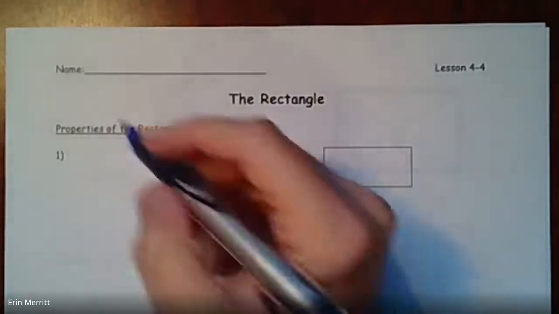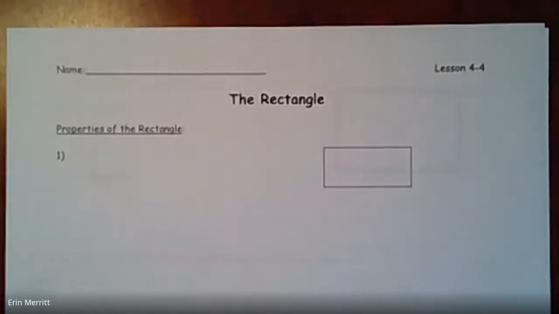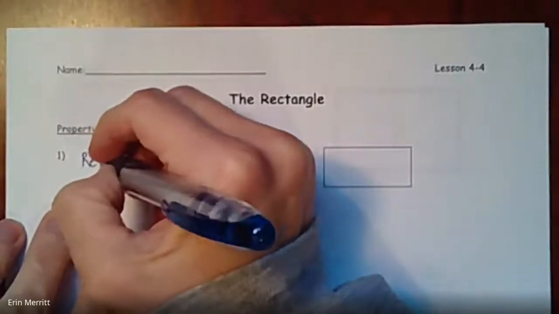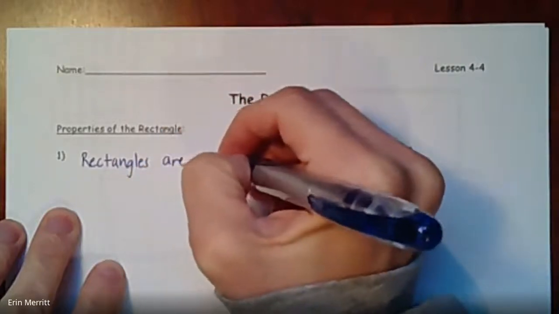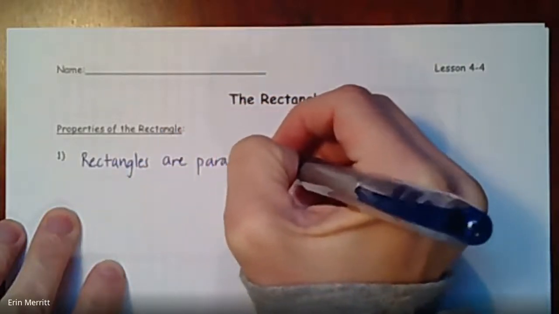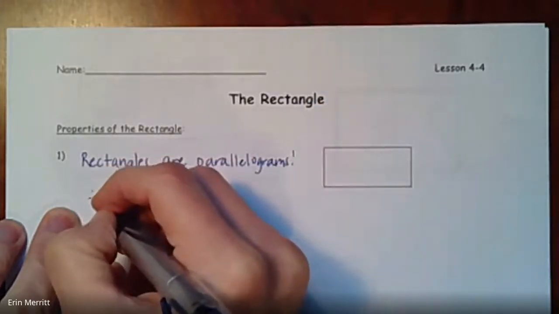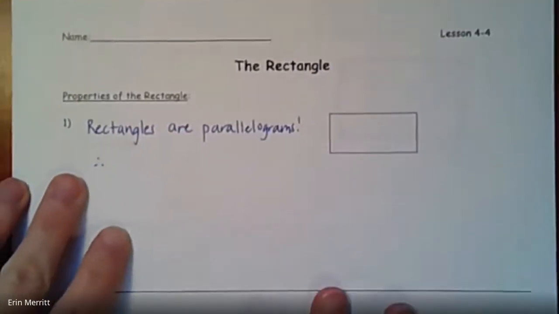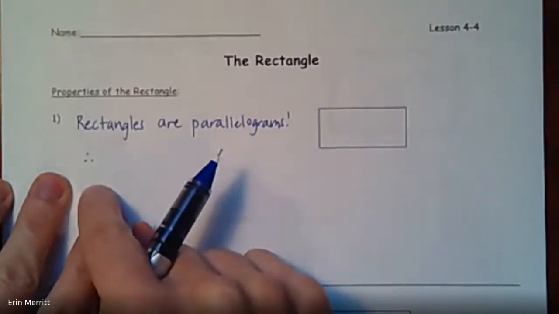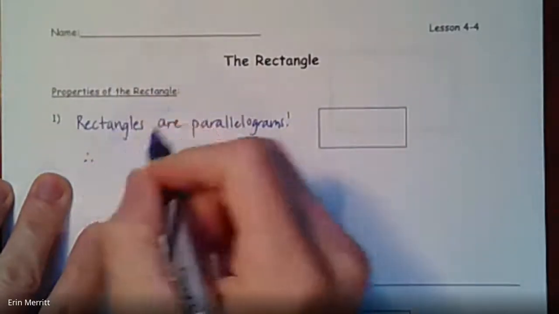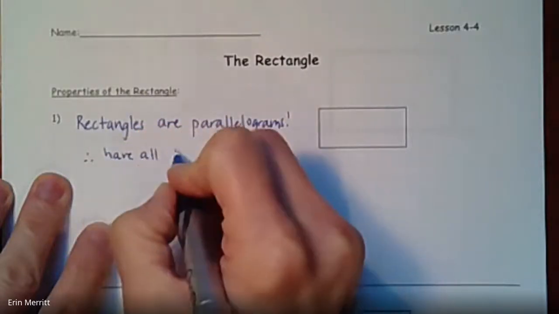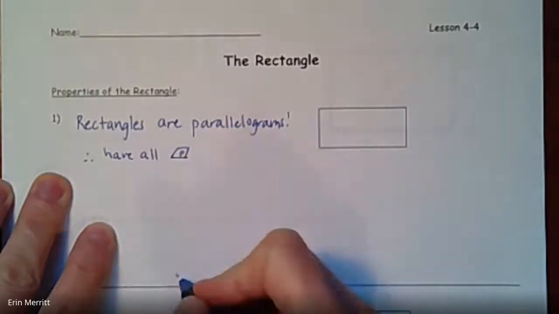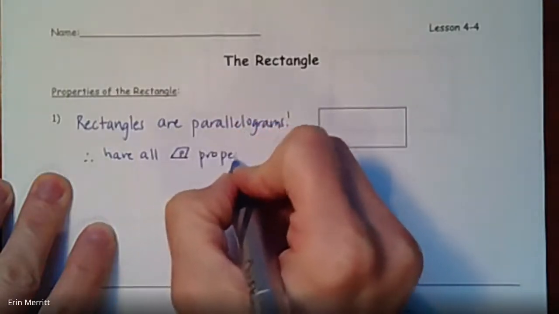So first things first is that rectangles have every property of a parallelogram. All right? So those 3 little dots mean therefore. You've probably seen that in science class, but if not, that's what that means. Therefore, right, they have all parallelogram properties. So I'm just going to draw a little parallelogram and say properties.